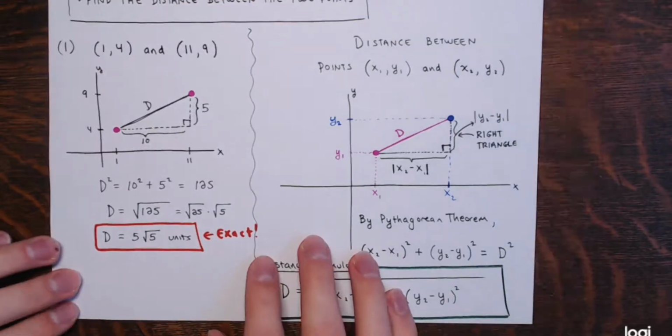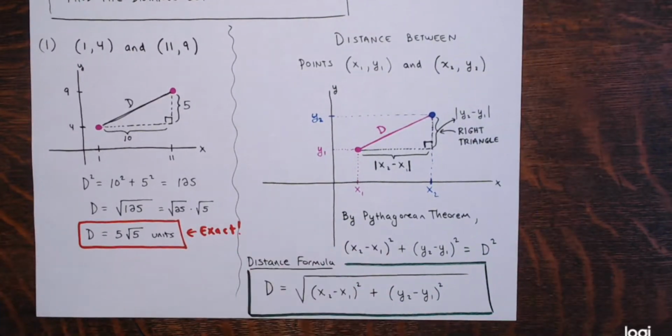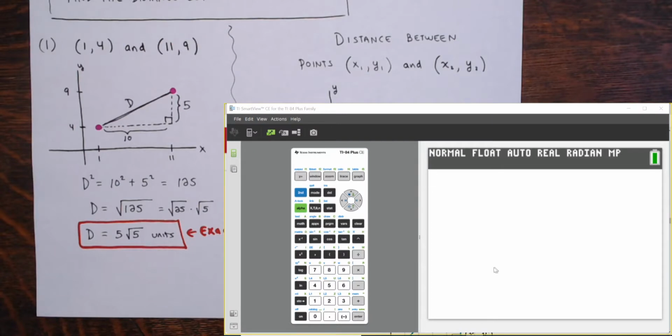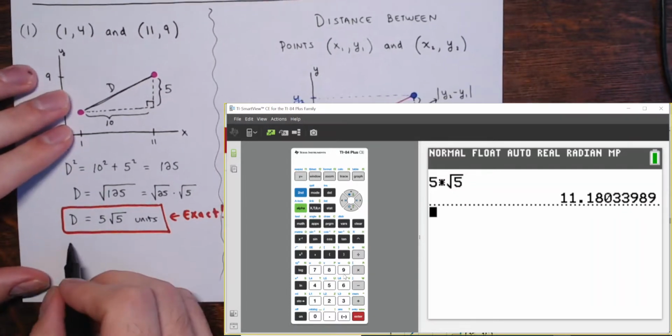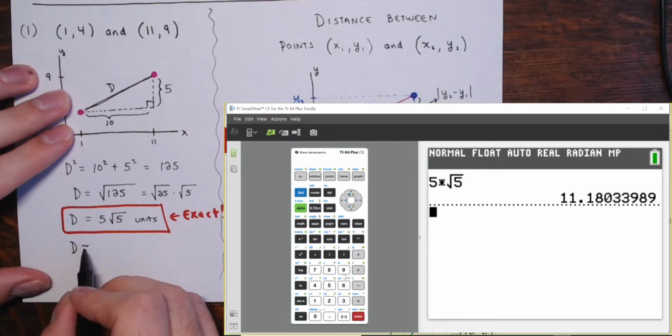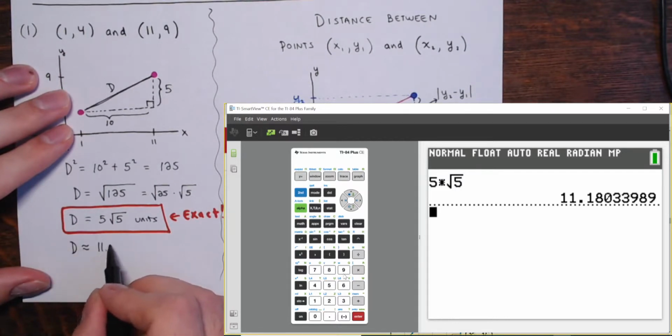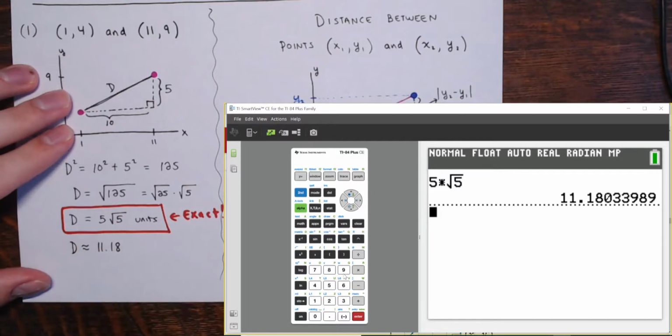Now, if you want to enter it into a calculator, and maybe they ask you to round to the nearest hundredth or something, let me just pull up a calculator here. I got a TI-84 Plus emulator. So 5 times the square root of 5 is approximately 11.18. Right? So you could say that the distance between these 2 points is about 11 point. And it really depends on how many units they have you round it to, right? If they said round to the nearest tenth, it would be about 11.2.